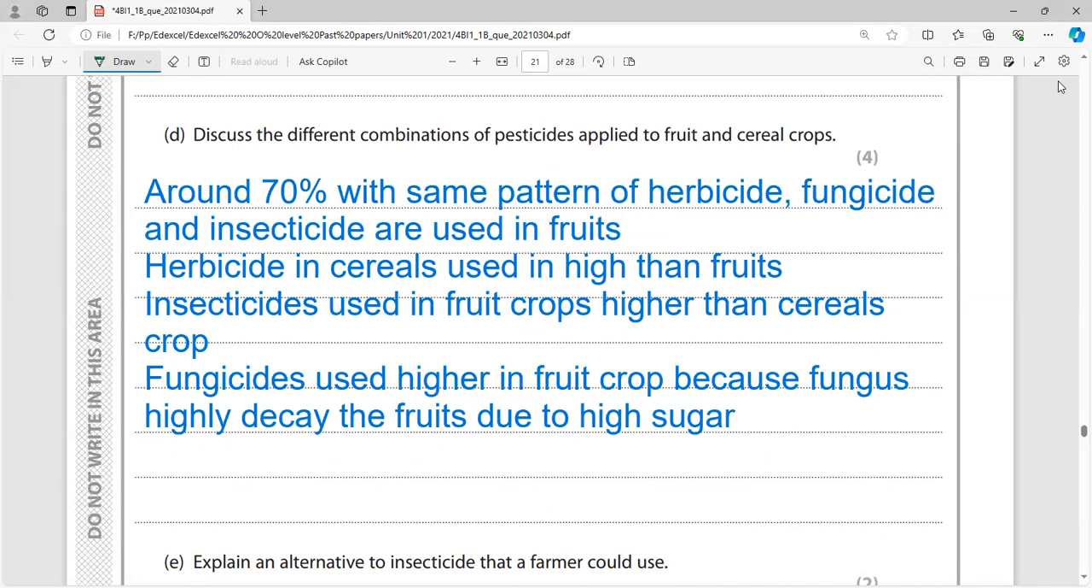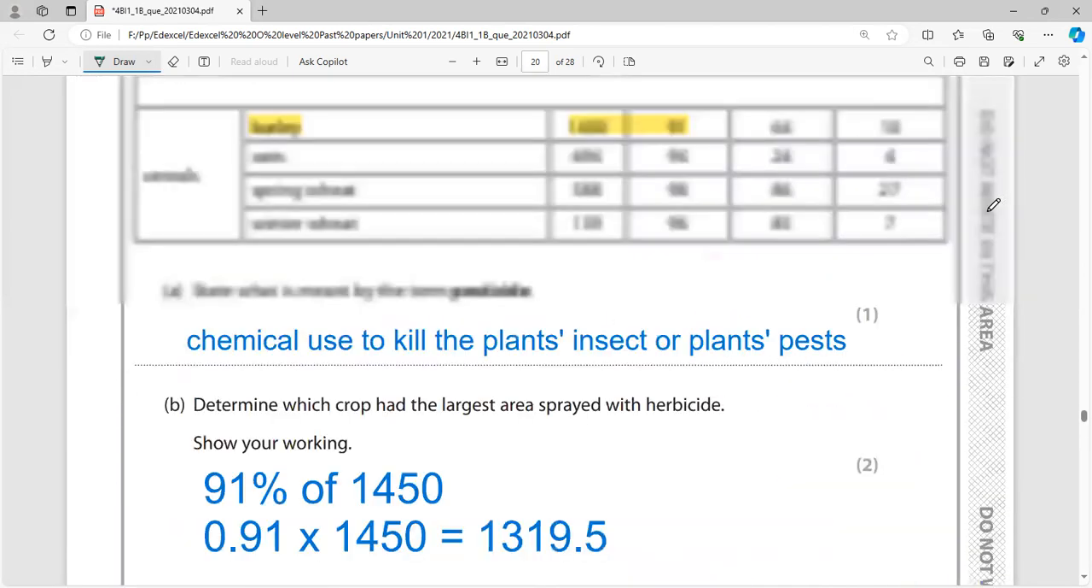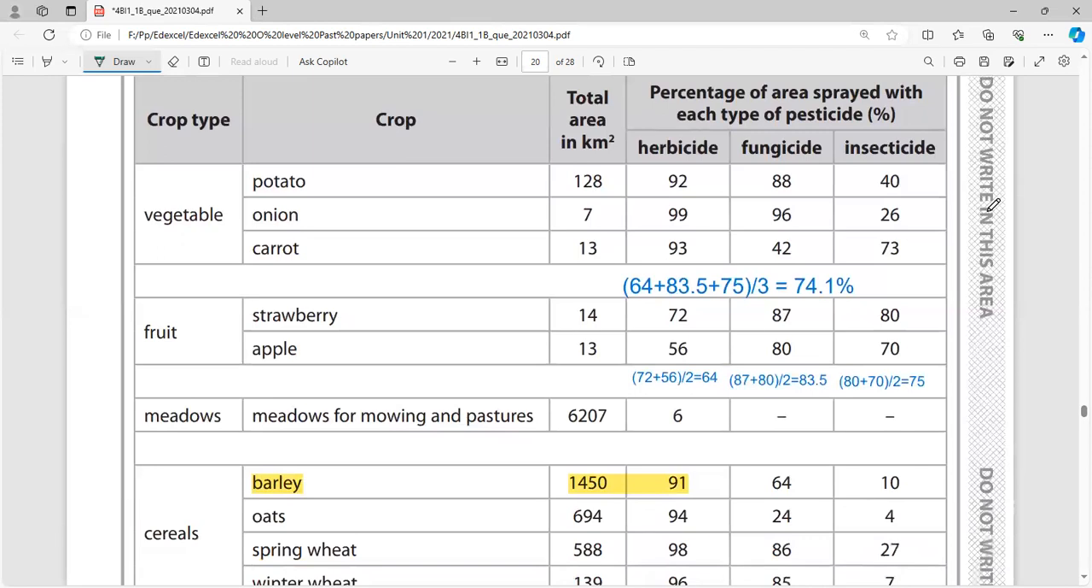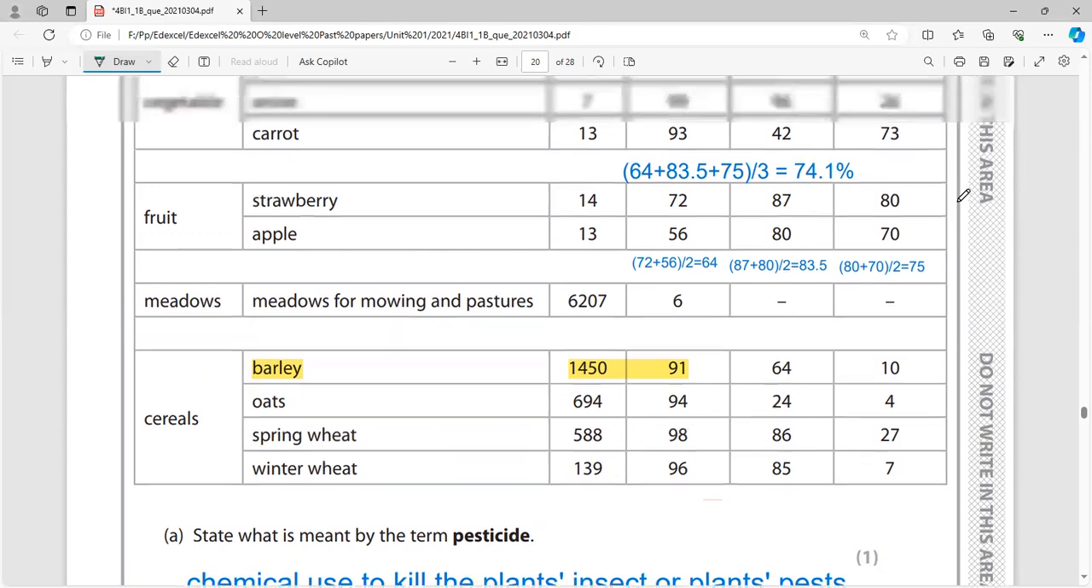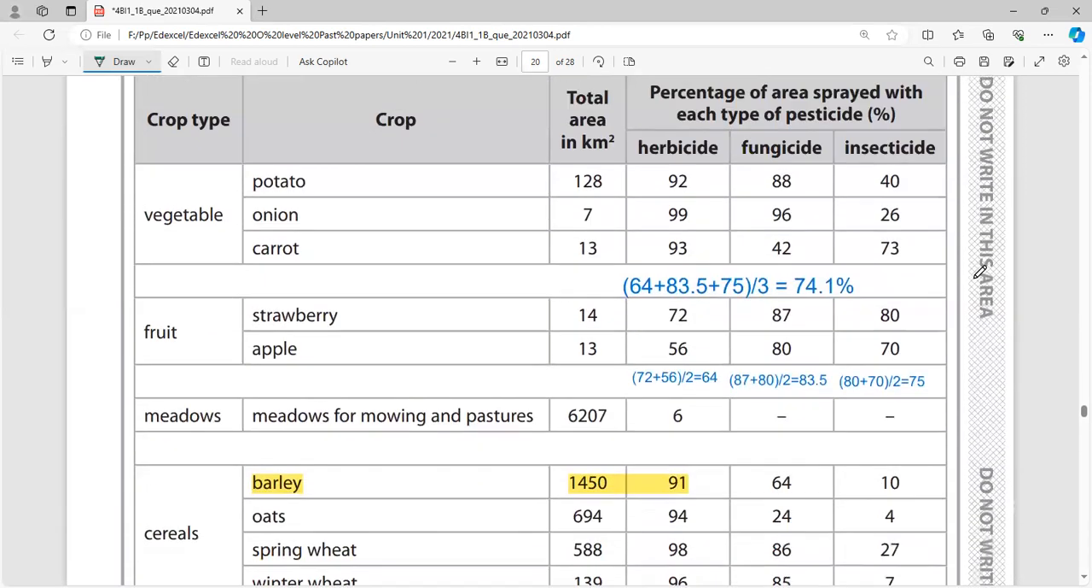Discuss the different combination of pesticide applied to fruit and cereal crop. Now here you need to compare the different percentages. For example, in this data, if we are comparing cereal and fruit, I take an average of the herbicide. The average of herbicide in fruit is 70 plus 56 divided by 2. This is 64. And in the same way, the average for the fungicide in fruit is 83.5%.